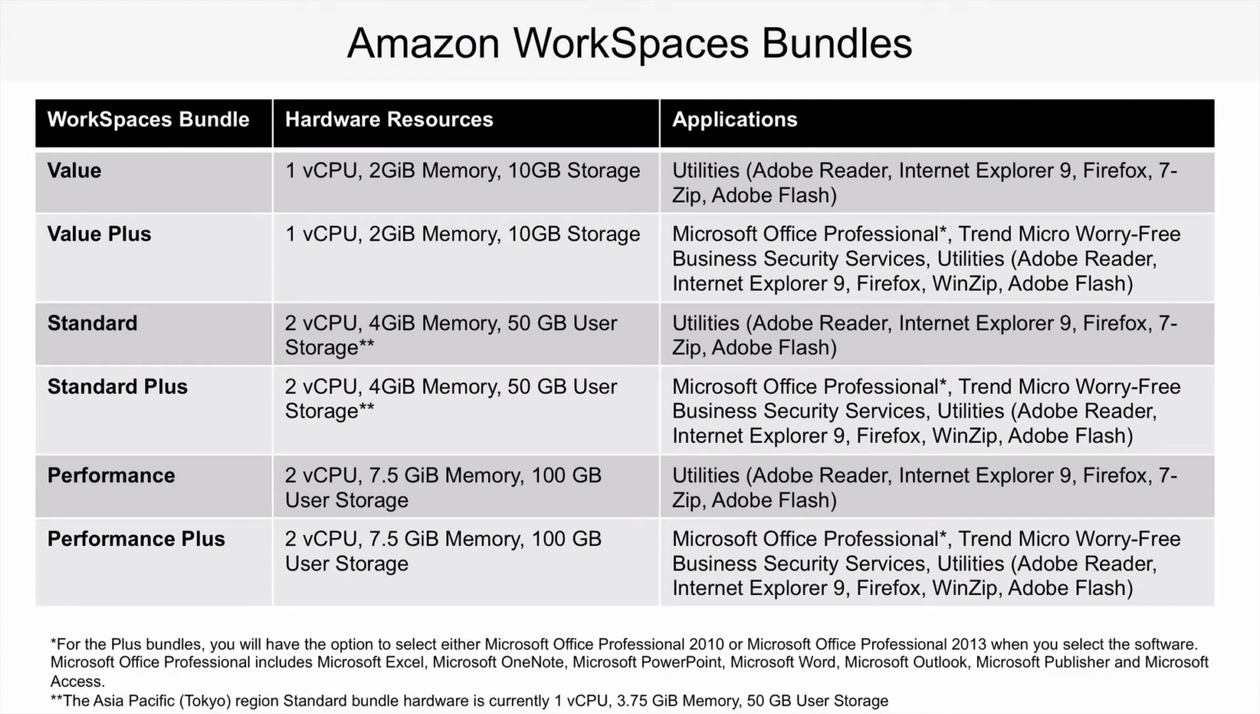Now in the standard bundles, you have the same software options, but you have more system resources. So 2 CPUs, 4 gigabytes of memory, and 50 gigabytes of persistent storage. And then in the performance bundle, again, the same software bundles, but here you have 2 CPUs, 7.5 gigabytes of memory, and 100 gigabytes of persistent storage. So these are powerful systems that are suitable for power users that might be undertaking analysis, computation, or for example, mathematical or data management services on those desktops. They've got quite a lot of power that's made available for the users.